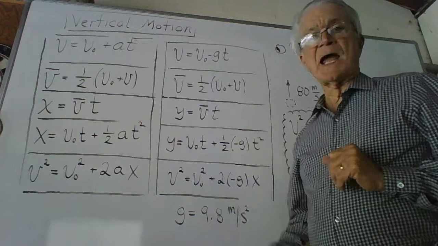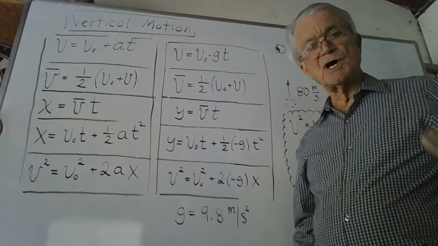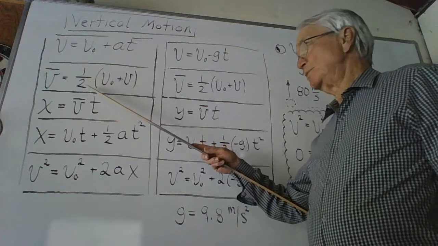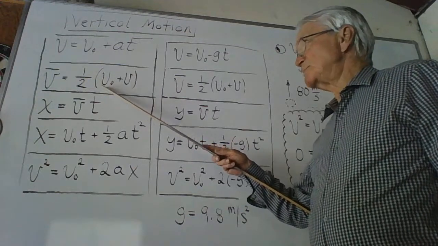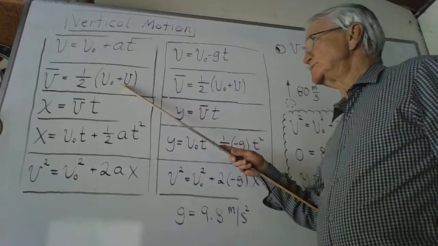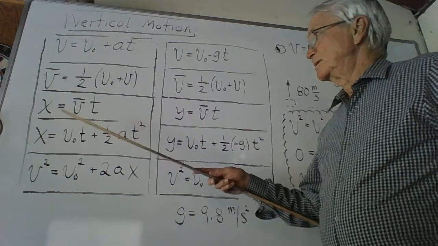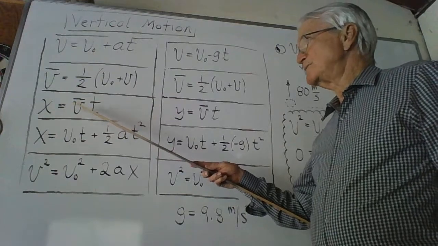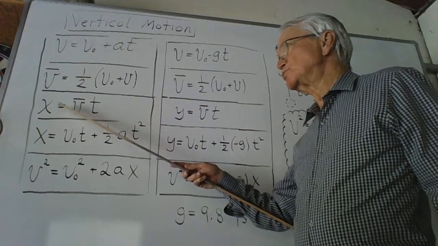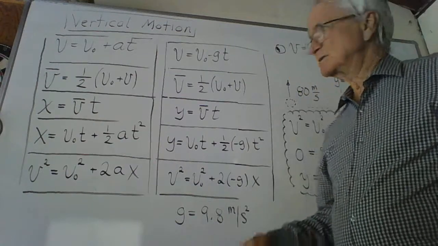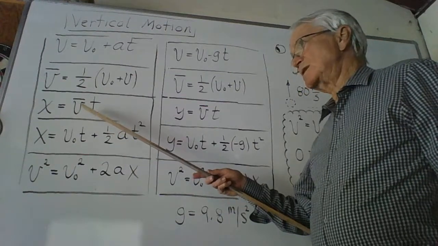V bar is the average velocity of the moving object over some period of time. It's found using the middle value rule. First, find the sum of the beginning and later velocities and divide by 2. Alternatively, you could find the average velocity using this equation by twisting it around, but that's not usually what we do. We're not so much interested in that kind of activity.